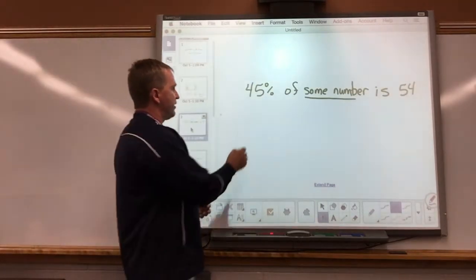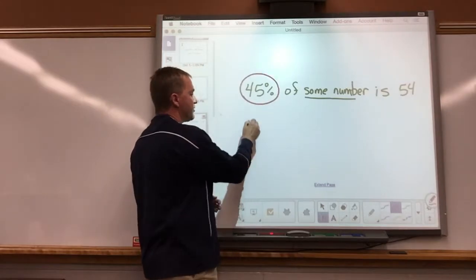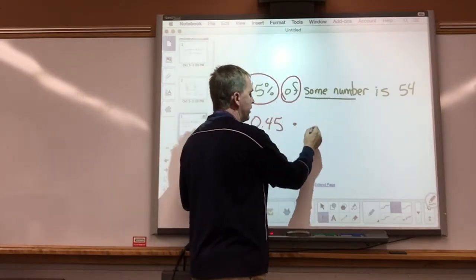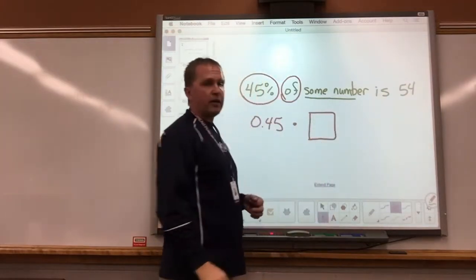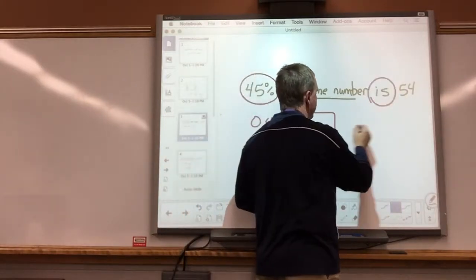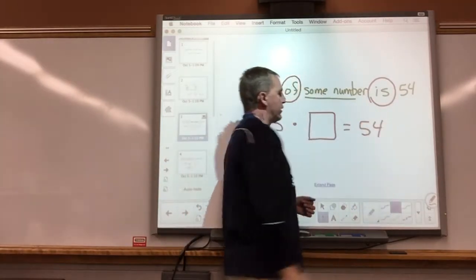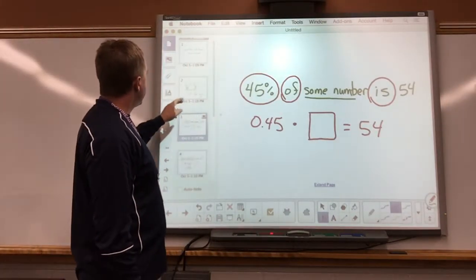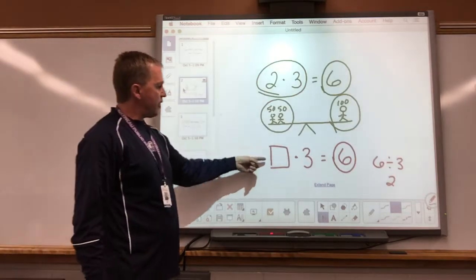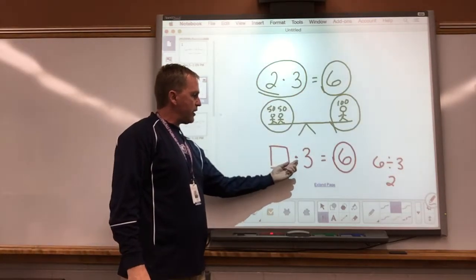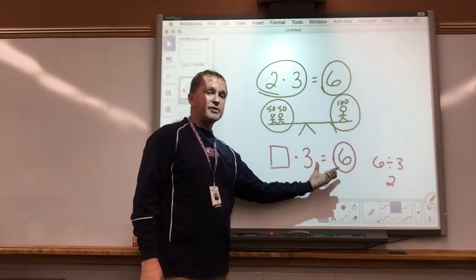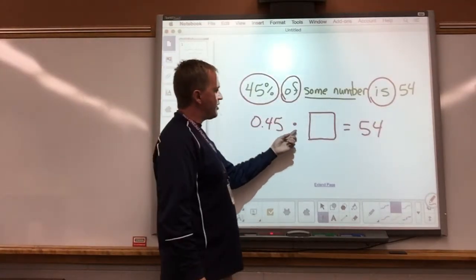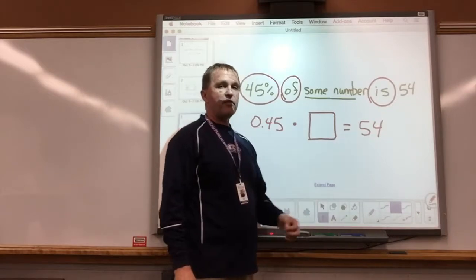This is where it gets a little bit more difficult. 45%, I will write as 0.45. Again, remember, of means multiplication. Some number I don't know, so I'm going to put an empty box there. Is means equals, and then I will put the number 54. At this point, I hope that this is very similar to this problem right here. We have an empty rectangle times 3 equals 6. And remember, we ended up using opposite operations. We have something very similar, even though the order isn't the same. We have 0.45 times something is equal to 54.